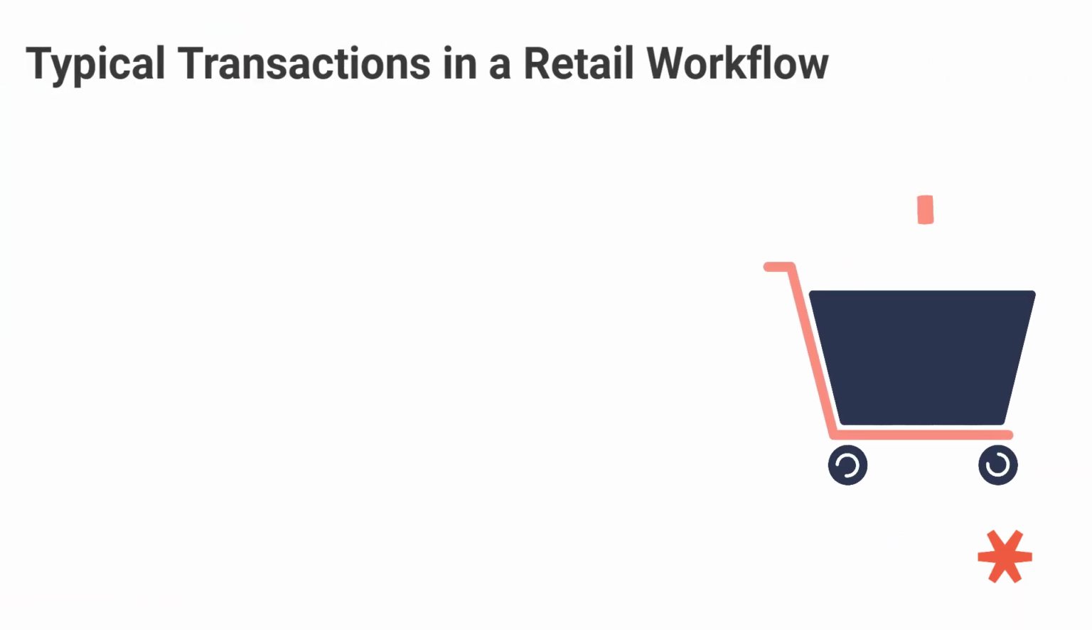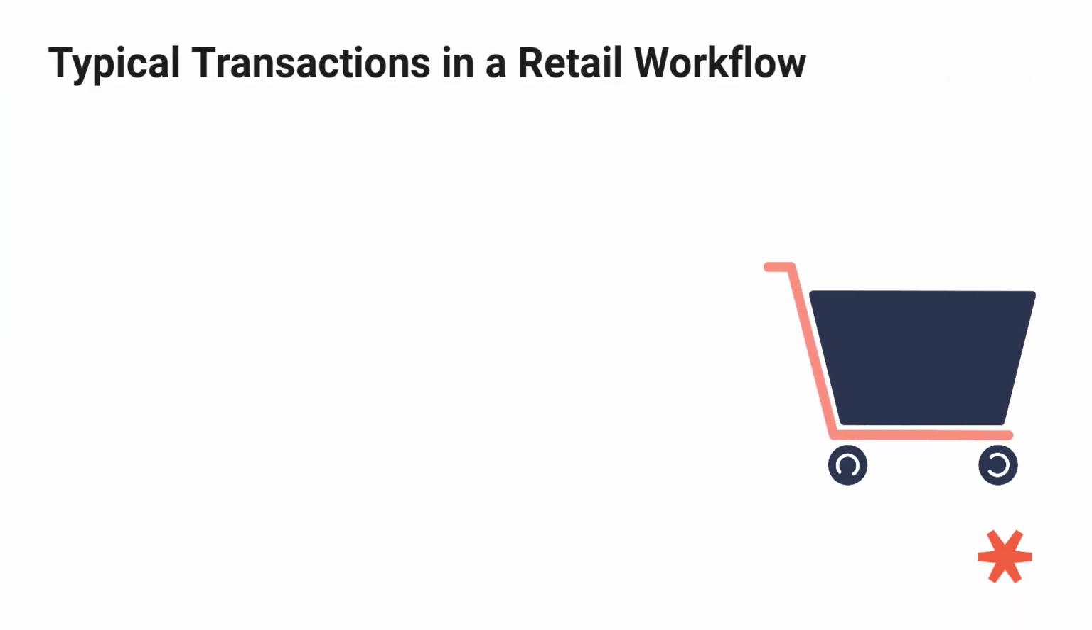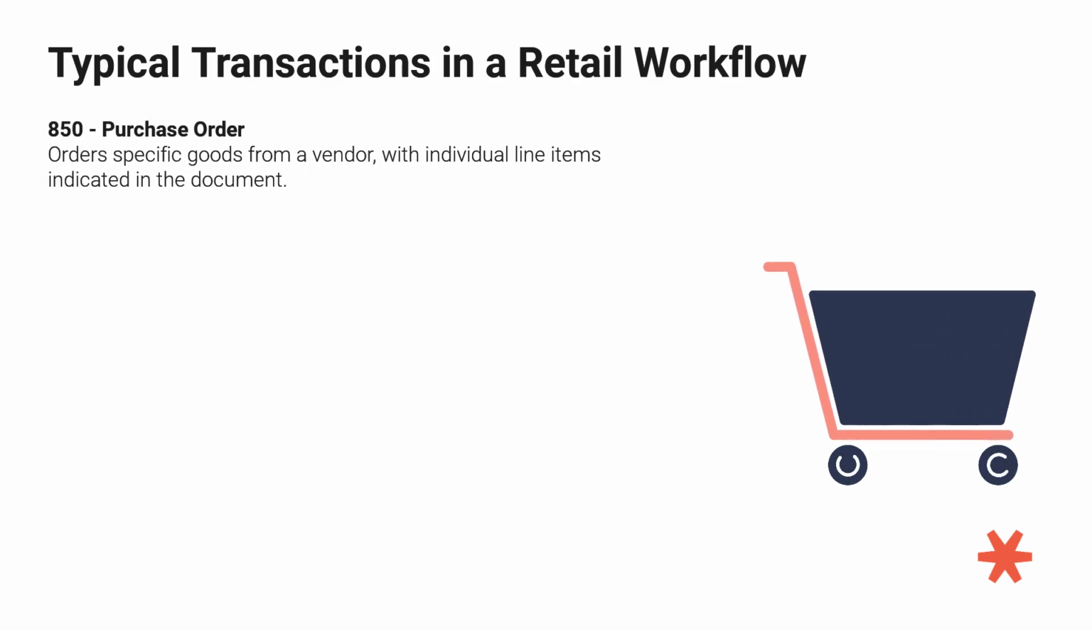Here are some of the typical transaction types you might see being traded between retail businesses. The 850 or purchase order. This is the buyer's request for goods from a supplier. An 850 specifies things like the items and their quantities that the buyer wants.